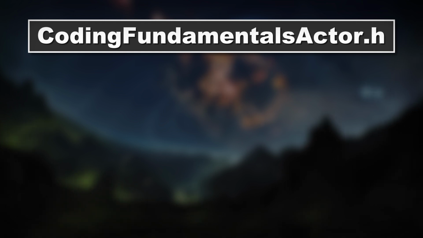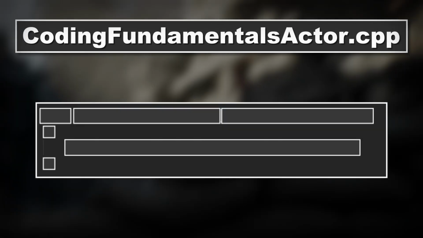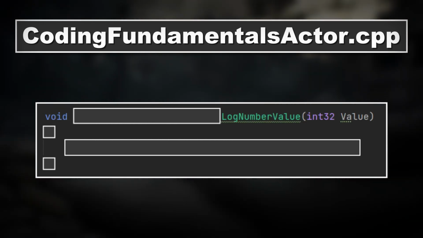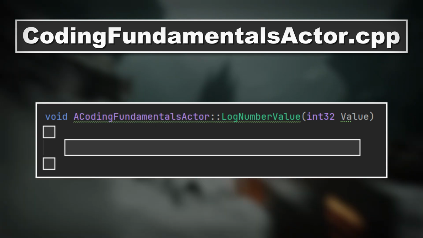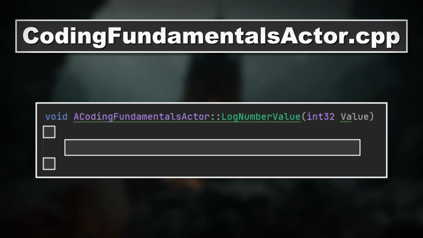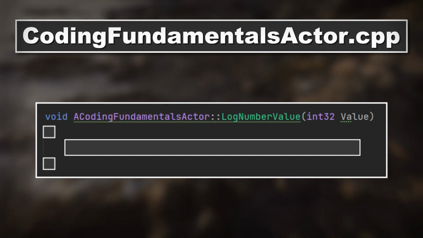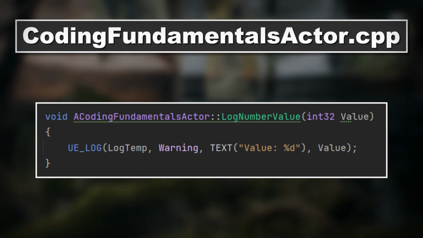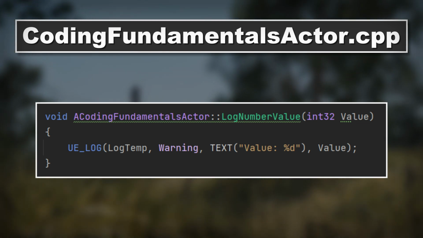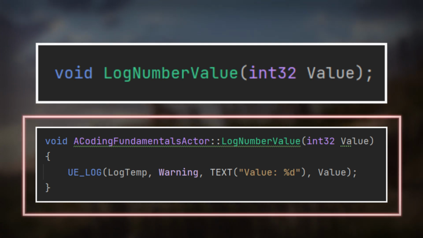Next, we have to implement its functionality. For that, we go into the CPP file. Here, we use the same method header as defined in the header file, except that we also have to define the class that this method is part of. So in my case, a CodingFundamentalsActor. Then, for the code, it is a simple log statement that just logs the value of the integer that gets passed in. Now we have declared our method and also implemented its functionality.